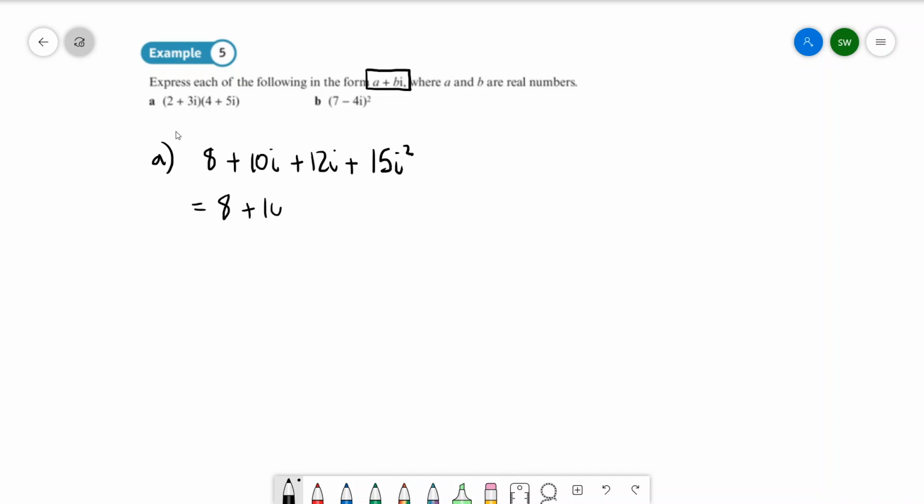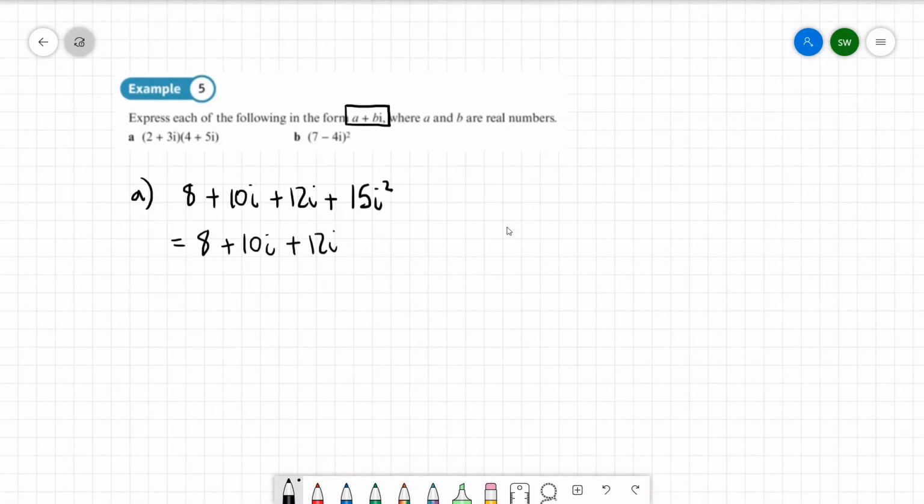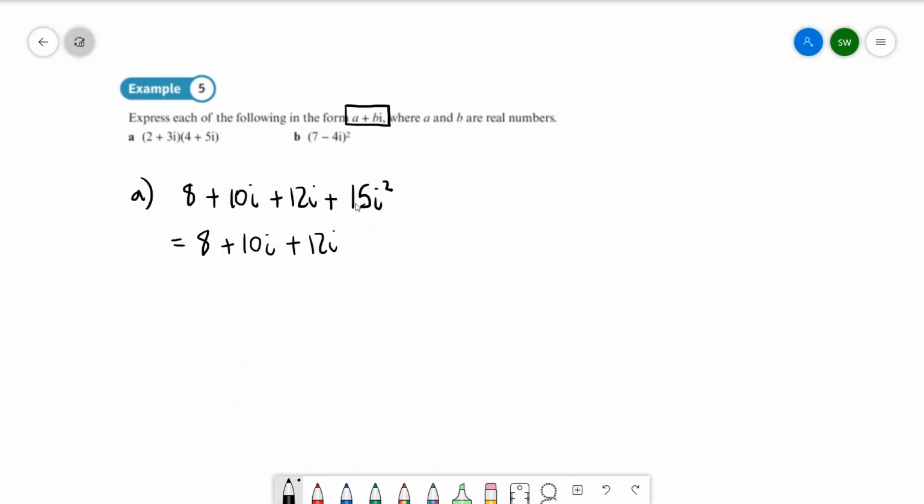So let's simplify i squared. Well, we know that i squared is equal to minus 1. So I'm going to replace i squared with minus 1. So that's 15 times minus 1, which is minus 15. Then we're going to collect together the real parts without i in it. So we've got 8 minus 15, which is minus 7. And we've got 10i plus 12i, which is plus 22i. So we've got it in that form, real part plus the imaginary part times i.